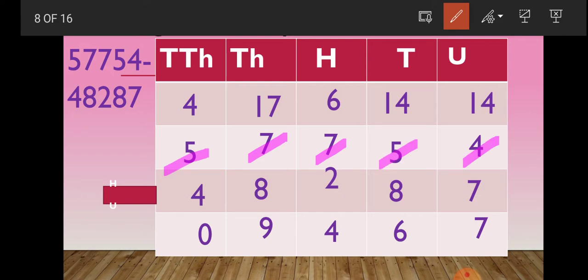Means when you subtract 48,287 from 57,754, you have the remaining number 9,467. All of you understood? When you subtract 7 from 14, remain 7. 8 from 14, remain 6. 200 from 600, remain 400. 8,000 from 17,000, remain 9,000, and 14,000 from 14,000, remain 0. All of you understood? Very good.